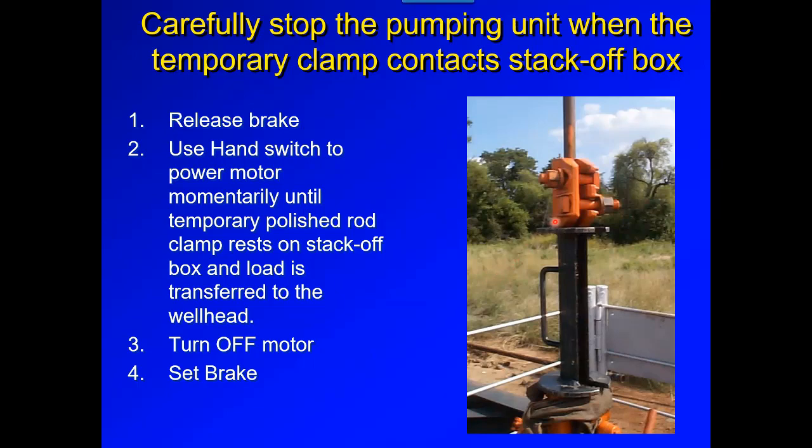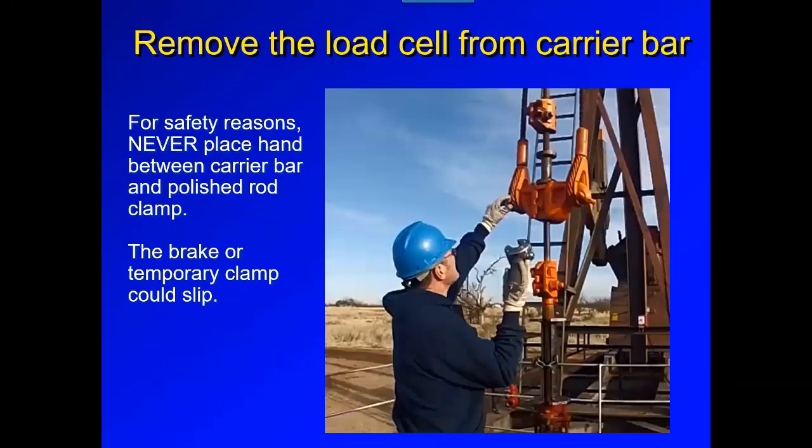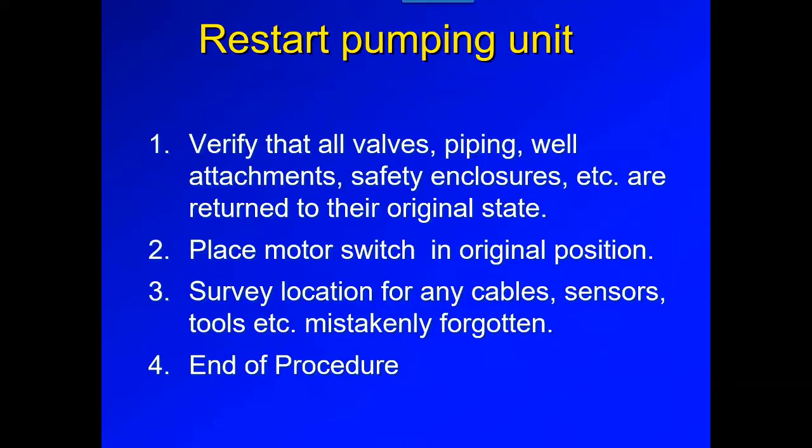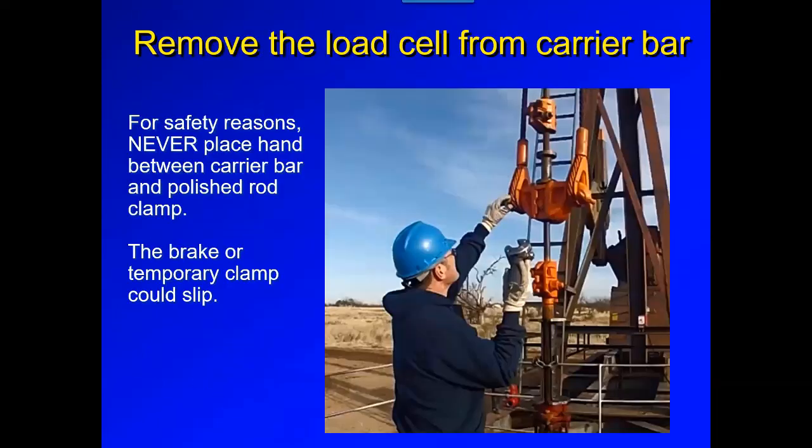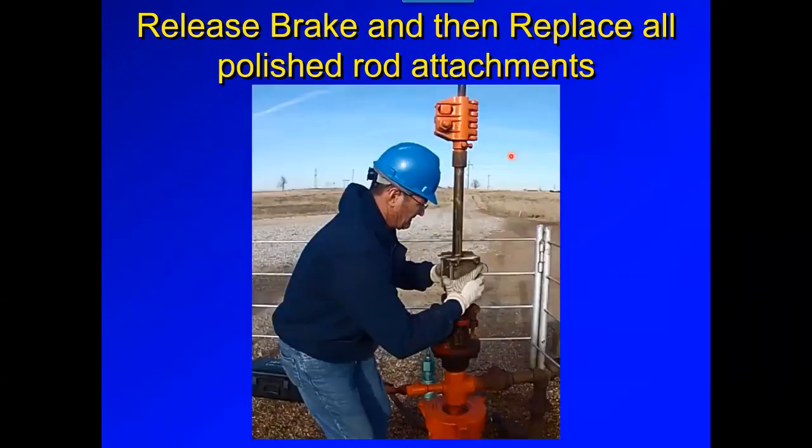I'm going to turn off the motor and set the brake. Now, once you have separation between the carrier bar and the rod clamp, you can ultimately remove the safety pin and remove the 30K load cell from between the carrier bar and the rod clamp. Okay. After this, we're going to release the brake, allowing the polish rod clamp to now have the load once again.